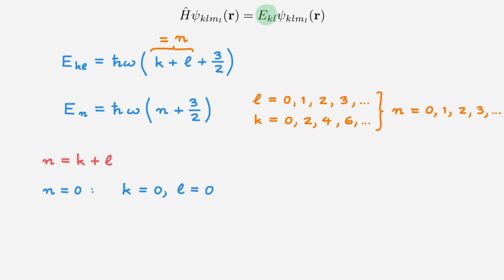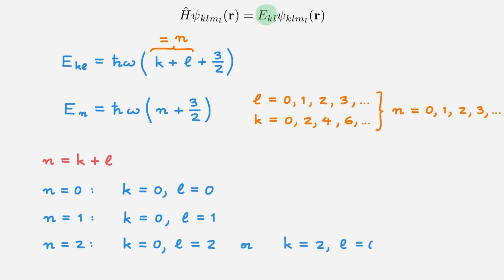For the first excited state, n equals 1, as K can only be even and non-negative, then it must still be 0, and this means that L must be 1 in this case. For n equals 2, we now have that K can be 0, in which case L must be 2, or K can be 2, and then L must be 0. And we could continue in this fashion for any n. Okay, we're now ready. In the rest of the video, we are going to look at a few examples of the eigenvalues and eigenfunctions of the 3D isotropic quantum harmonic oscillator.